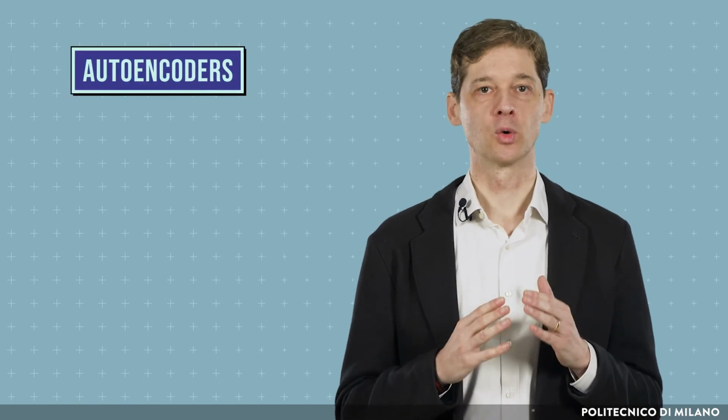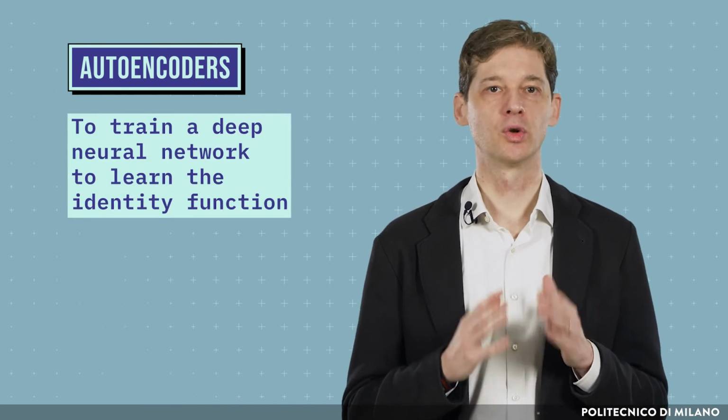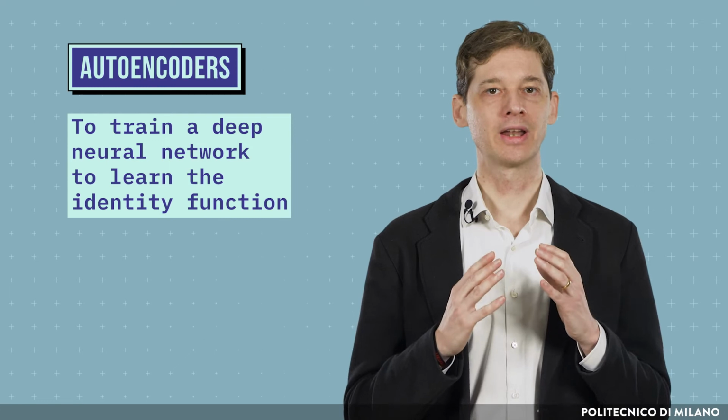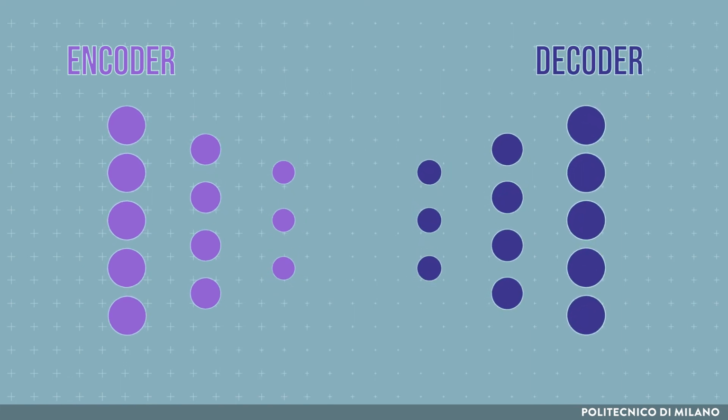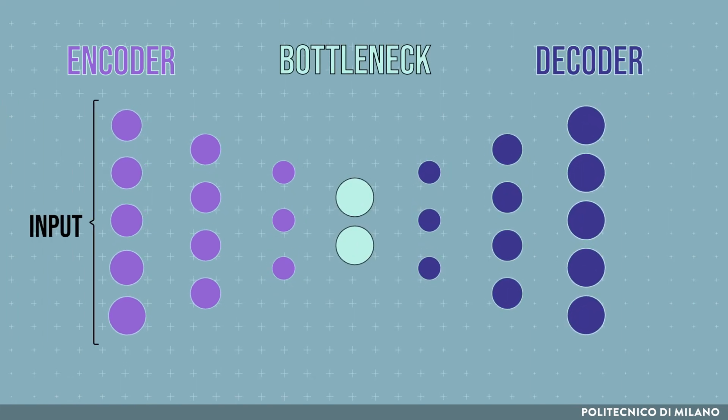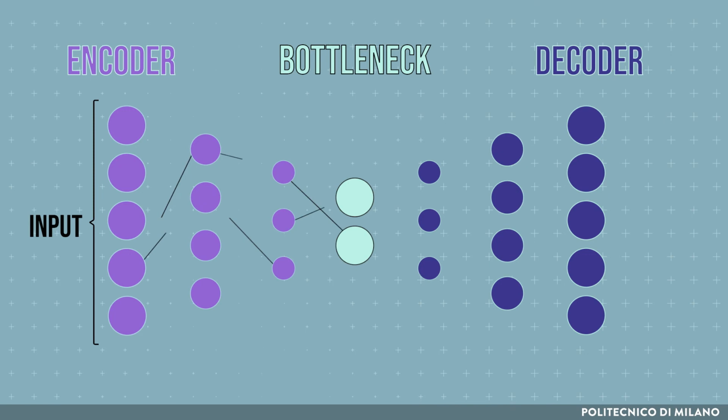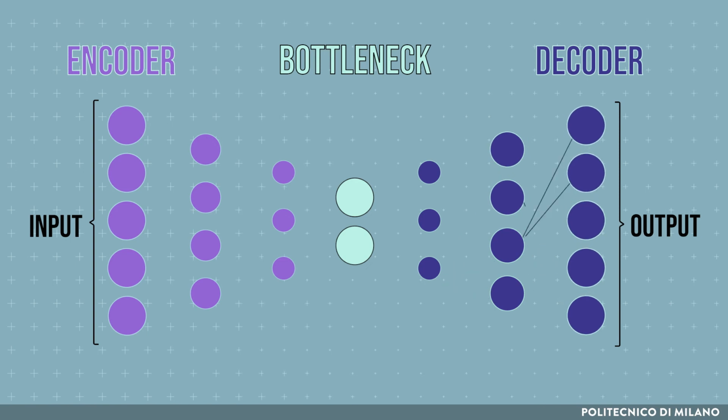A popular approach is called autoencoders. The idea of autoencoders is to train a deep neural network to learn the identity function. We want the network to be able to reproduce the input correctly. Dimensionality reduction is achieved by using a specific neural network architecture composed of an encoder, a decoder, and in the middle, a bottleneck. The encoder compresses the data to their lower dimensional representation. The bottleneck, also called latent space, stores the lower dimensional representation. The decoder reconstructs our low-dimensional data back to their initial dimension.